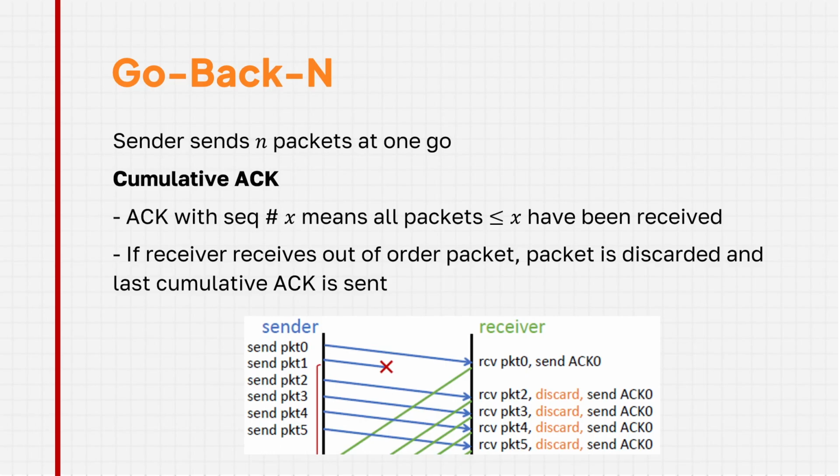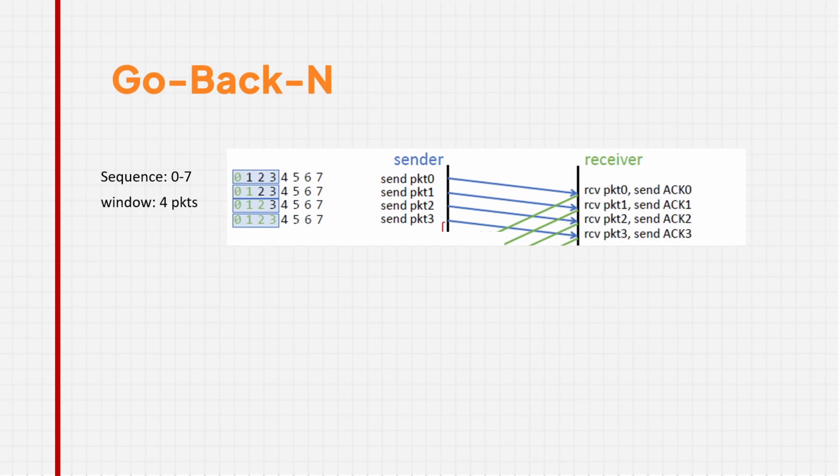So as you can see, this method is kind of inefficient also, right? Because in the case that the early ones fail, whatever else that is successful is going to be discarded by your receiver. Okay, that is your Go-Back-N.